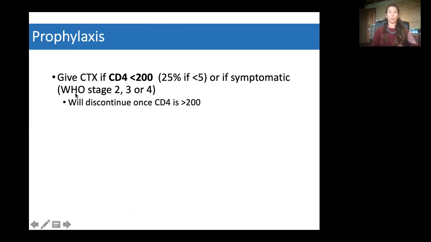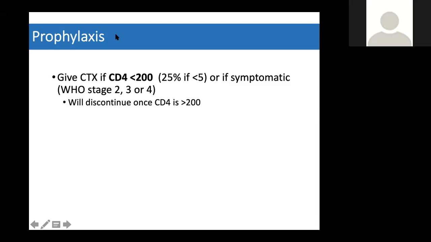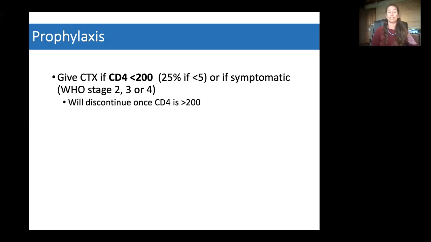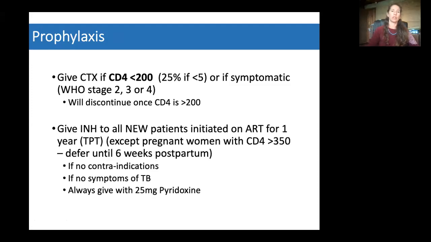So let's just quickly talk about prophylaxis. This has also changed, so not everybody's always aware of that. Any patient with a CD4 under 200, or 25% in our under 5-year-olds, or if they're symptomatic of HIV, so good old-fashioned WHO stage 2, 3, or 4, we're going to give those patients cotrimoxazole. The change there is that at one stage it bumped up to 350, but they've brought it back down to 200. And once the CD4 is over 200 and the patient is well, then you will discontinue your cotrimoxazole.